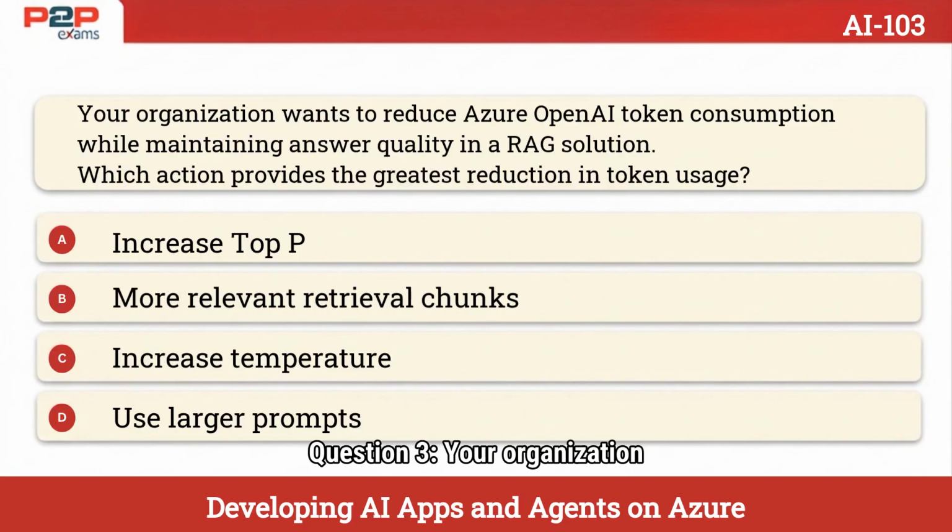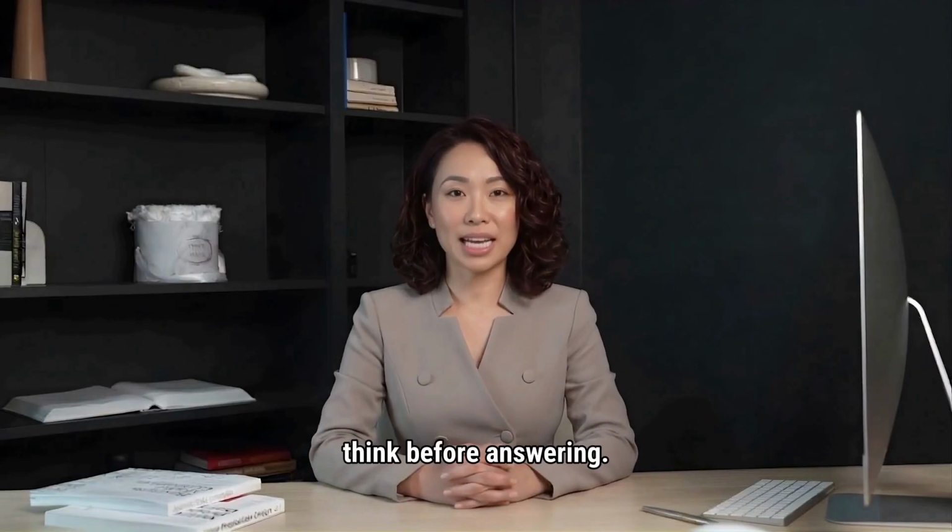Question 3. Your organization wants to reduce Azure OpenAI token consumption while maintaining answer quality in a RAG solution. Which action provides the greatest reduction in token usage? A. Increase top P. B. More relevant retrieval chunks. C. Increase temperature. D. Use larger prompts. Take 5 seconds to think before answering.